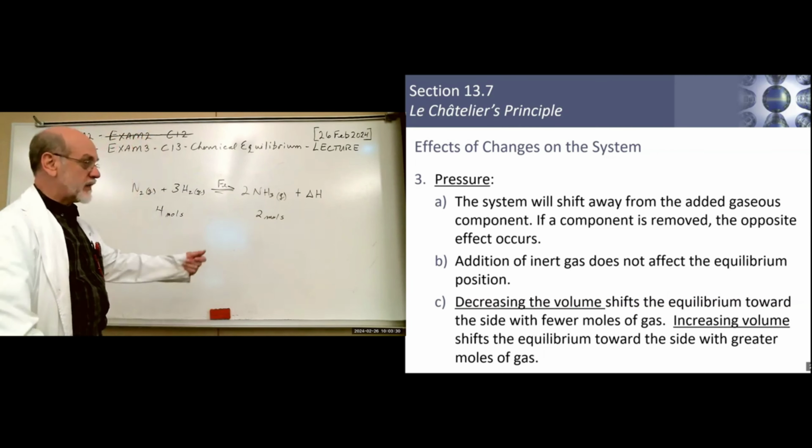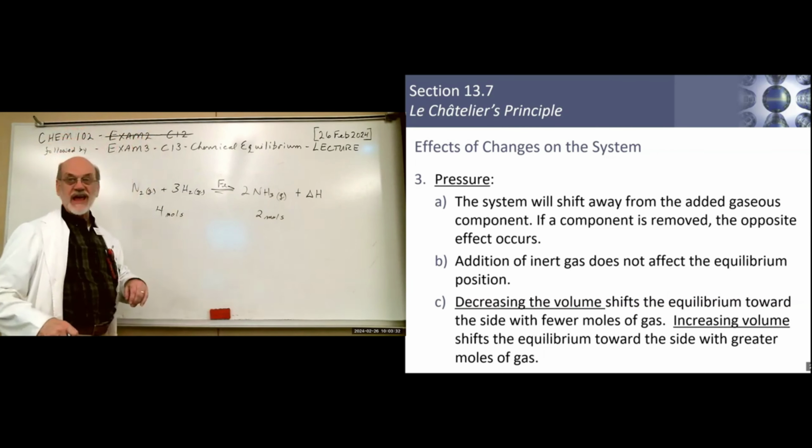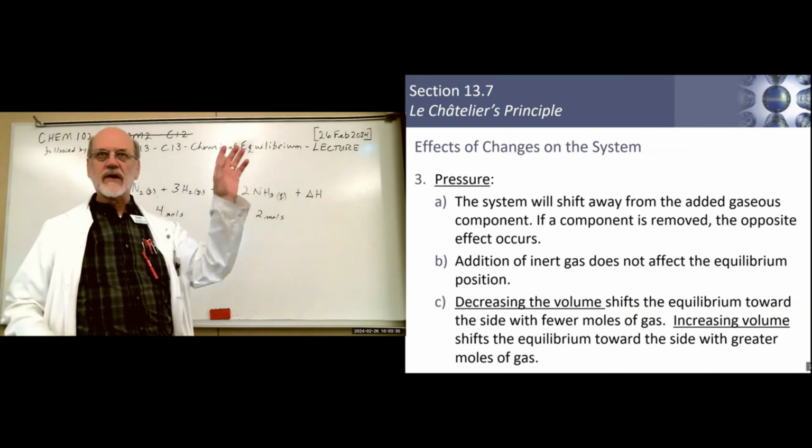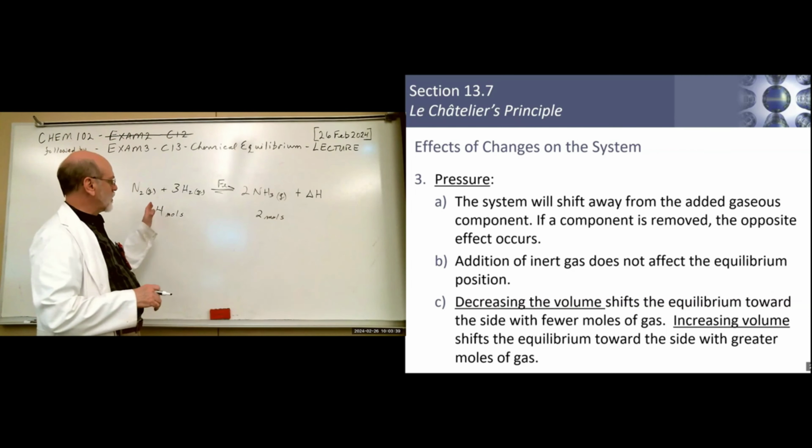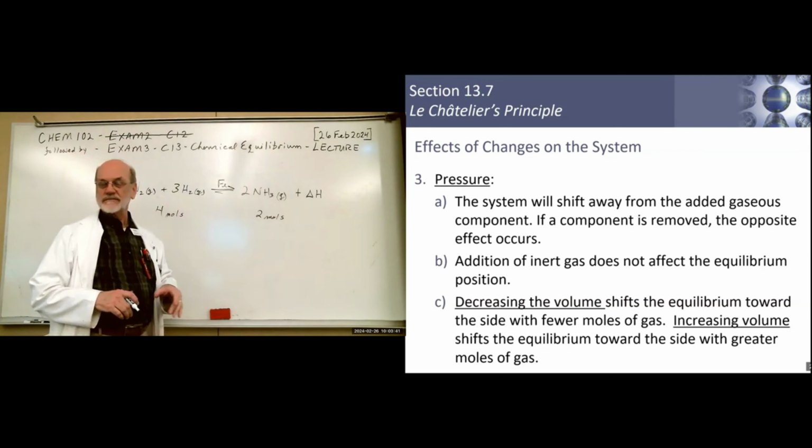Now, another way that you can increase pressure is add an inert gas. Just inject argon in there, right? That will have no effect whatsoever because argon is not in the reaction.